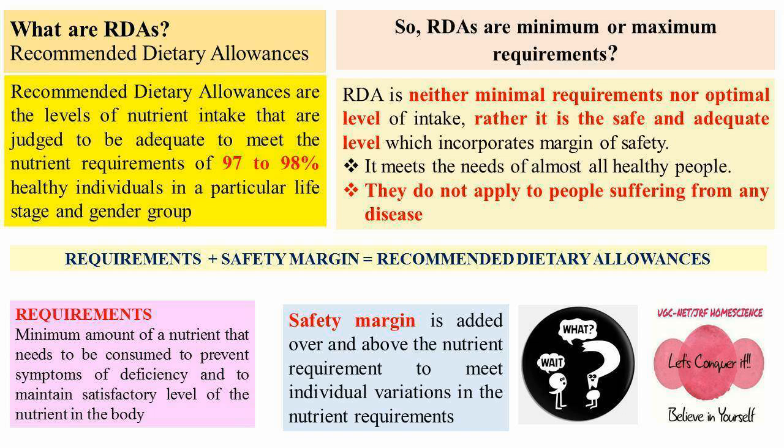The next part of RDA is the safety margin. The safety margin is added above the minimum requirements so that we are able to meet the individual differences or individual variations in the nutrient requirements. These individual variations can happen because of changes in the way people cook food or the way they handle food. So by combining these two parts, that is minimum requirements and safety margin, we arrive at recommended dietary allowances, that is RDAs.